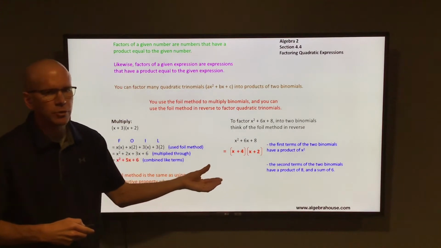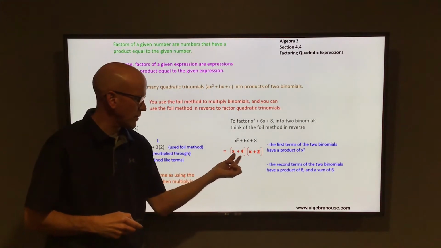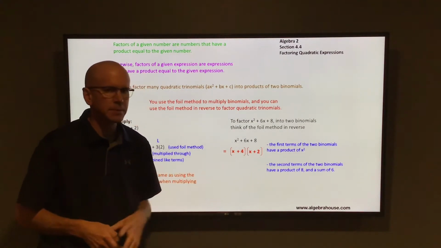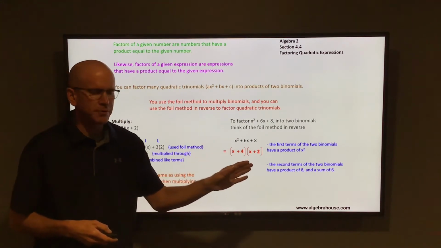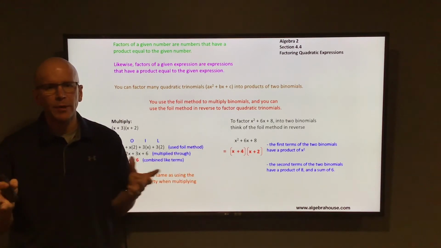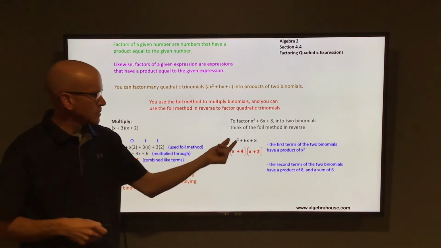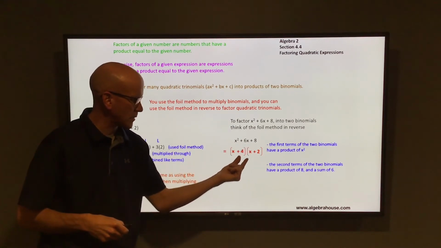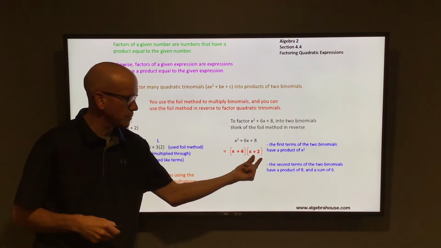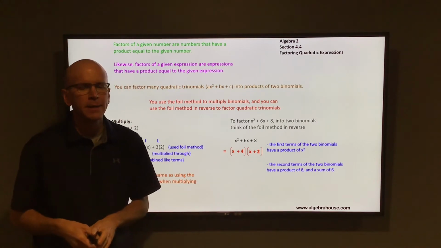Now, it doesn't matter what order you put those down in, because you still have an x in the front of each set of parentheses. So it could be x plus 2 times x plus 4. Multiplication is commutative. You can move it around, doesn't change the outcome. So x squared plus 6x plus 8, that factors into x plus 4 times x plus 2, or you could write that as x plus 2 times x plus 4.